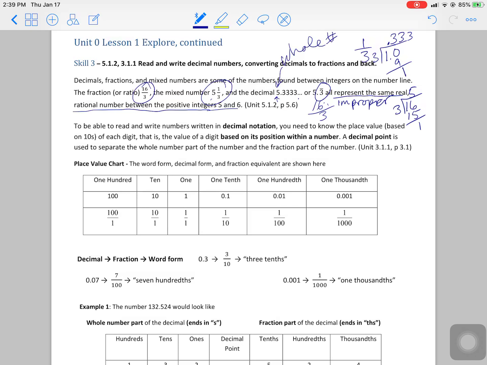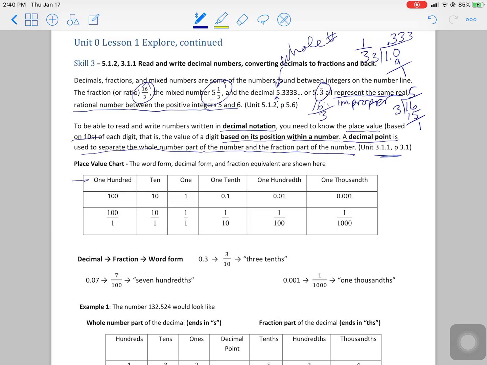So let's make sure we understand how to convert and use decimal notation here, okay? We have to be able to read and write numbers in written decimal notation, and the way you do that is to understand place values. Our decimal system is based on a base 10, so the value of each digit is based on its position within the number, okay? The decimal point separates the whole number part of the number from the fraction part of the number, and more of that is in your book on that page if you want to know.